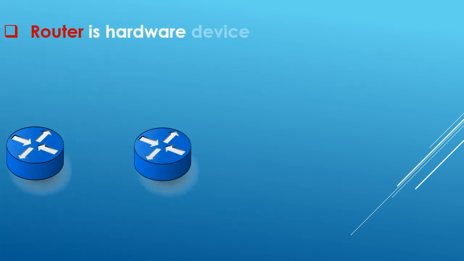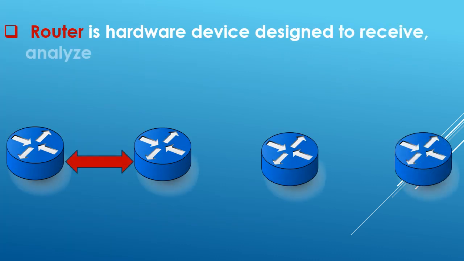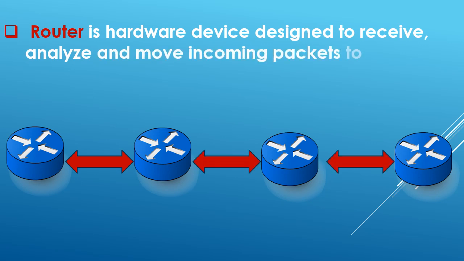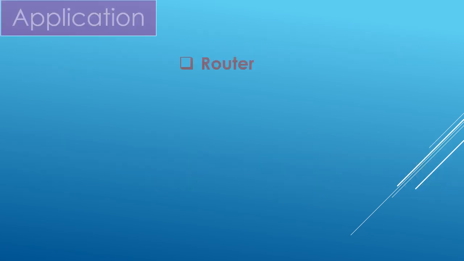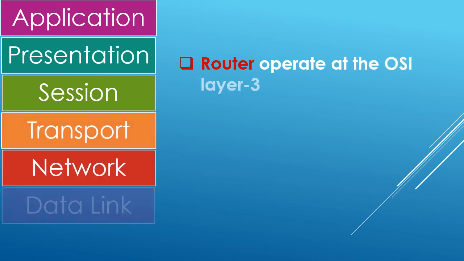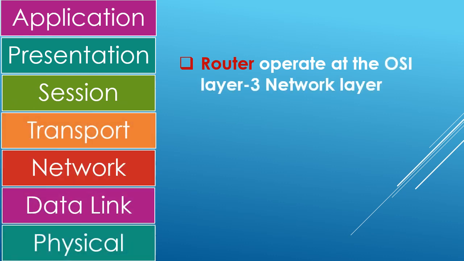A router is a hardware device designed to receive, analyze, and move incoming packets to another network. A router operates at the OSI Layer-3 network layer.